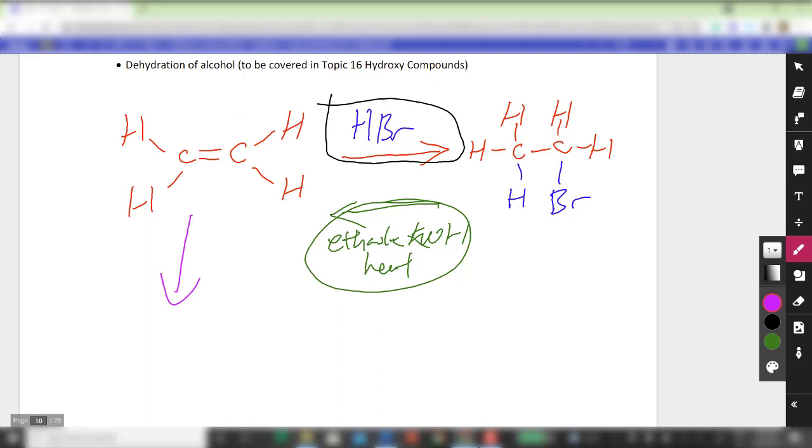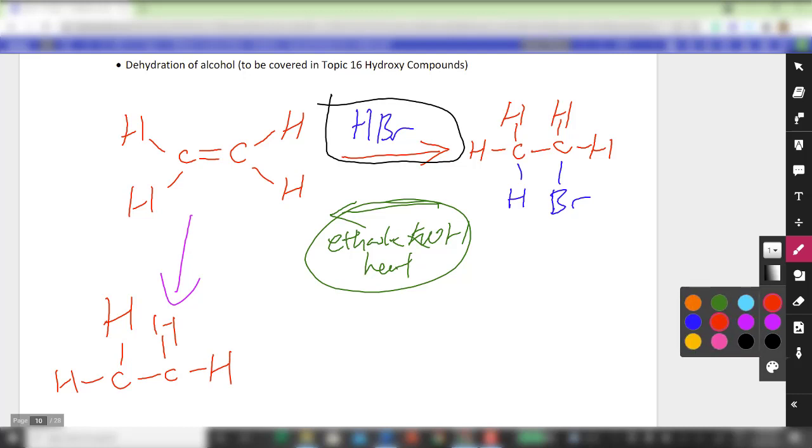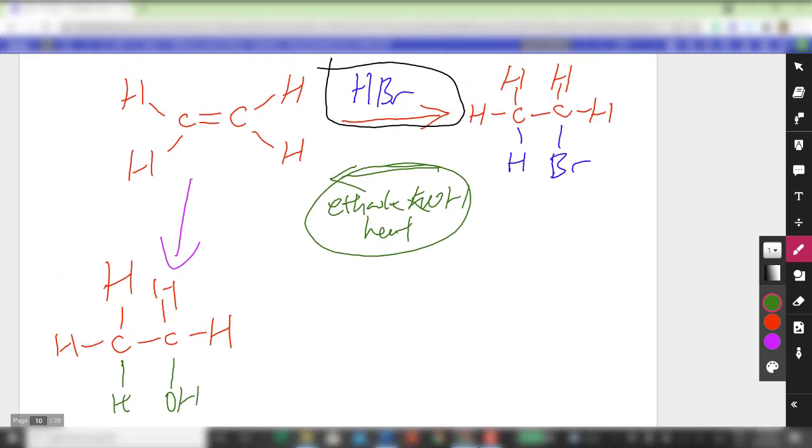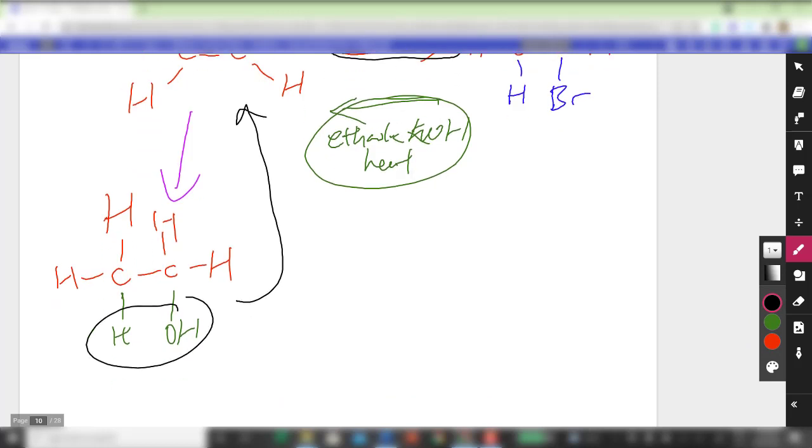This reaction is known as hydration. I will not show you the reagents here because you're going to learn it later on. So I'm just going to draw out the alcohol. You're going to get a H and the OH here. For the reverse reaction, it's known as dehydration because you're removing water here.